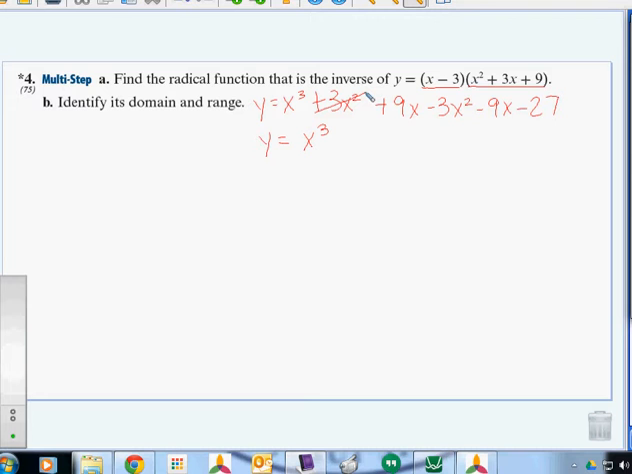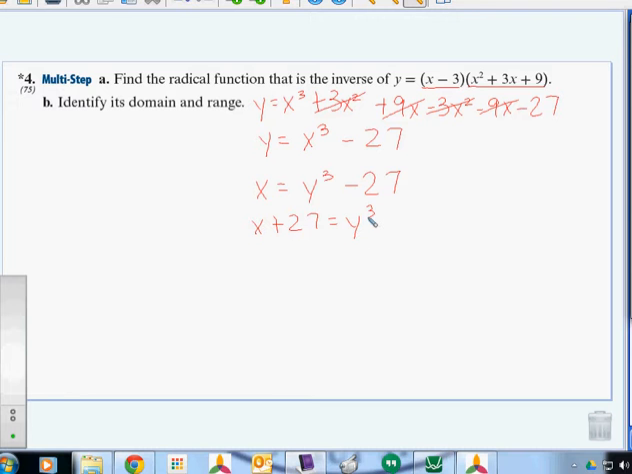Oh, do you see these go away? And you see these two go away. So that leaves me with negative 27. Cool. All right. So now we're ready to actually write the inverse of this. So that gives us x equals y cubed minus 27. I'm just going to bring the 27 over here, which leaves me with x plus 27 equals y cubed.